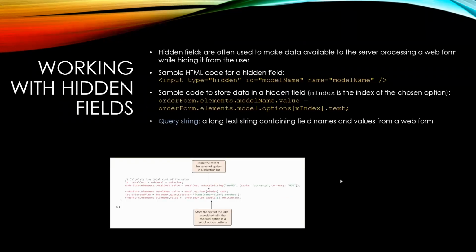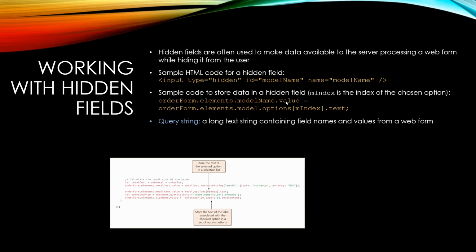You can add hidden fields to your JavaScript, which will be used by the server to process a web form, and your user will have no idea that it's even there. So sample HTML for hidden fields is you have an input type, which is hidden. You can give it a name, you can give it an ID name, and then you can give it a model name. So some sample code.